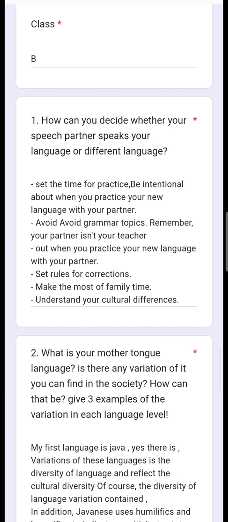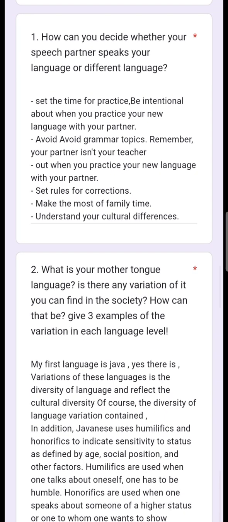Set rules for correction. Make the most of family time. Understand your cultural differences. Number two, what is your mother tongue? Is there any variation of it you can find in the society? How can that be? Give three examples of the variation in each language level.